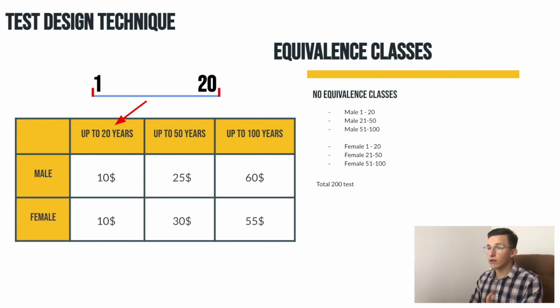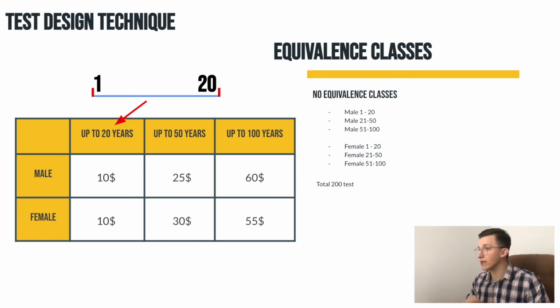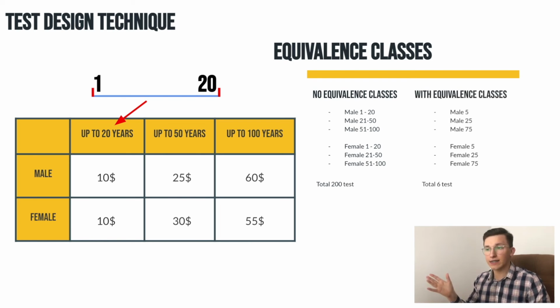Yes, and let's try to see the benefits of equivalence classes. For example, when we have no equivalence classes used in our test design, in total to test this table we will need 200 tests. It's quite a lot. But if we use equivalence classes, we need only 6 test cases. Yes, because we have 3 age types and 2 gender criteria. So one value inside of the equivalence class is enough to be sure that the equivalence class works or it doesn't work. Yes, and we are able to escalate an issue in this item.